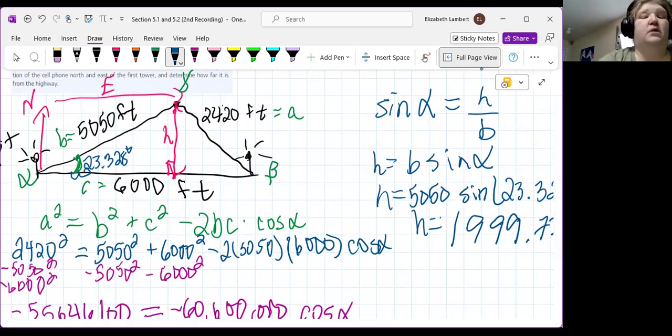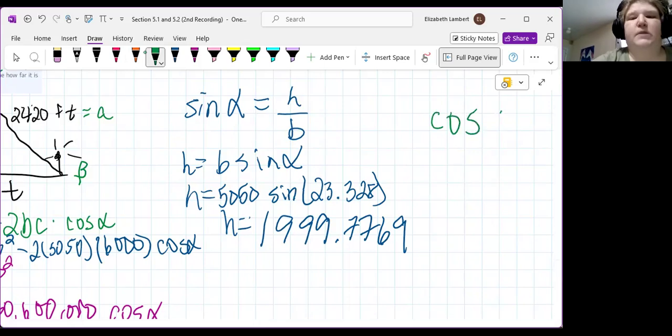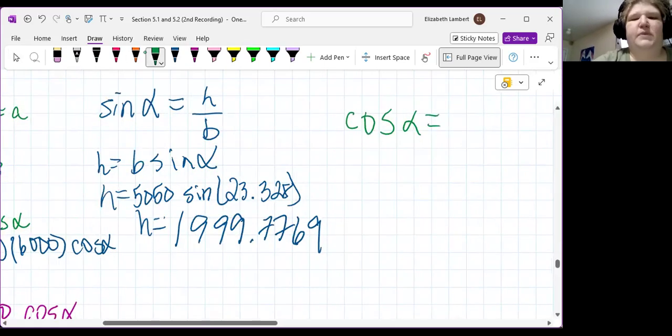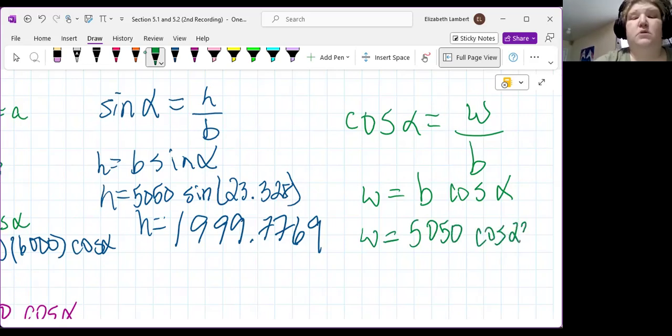But our width is adjacent and related back to the fixed numeral 1, hypotenuse. So that is our cosine. So the cosine of alpha is that new width thing we want over E, the hypotenuse. So W is E cosine alpha. So 5,000 cosine 23.328.